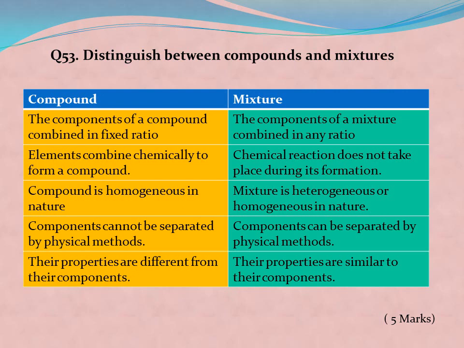In compounds, components cannot be separated by physical methods. In mixture, components can be separated by physical methods. In compound, their properties are different from their components. In mixture, their properties are similar to their components.